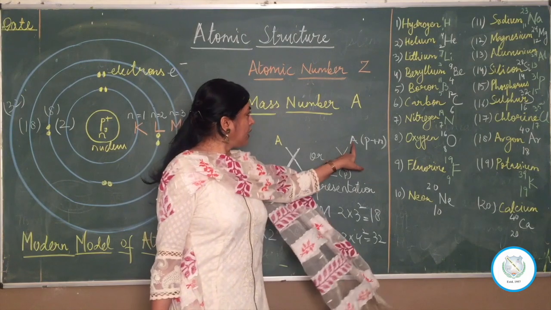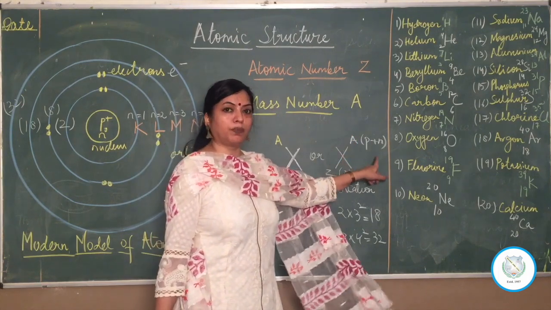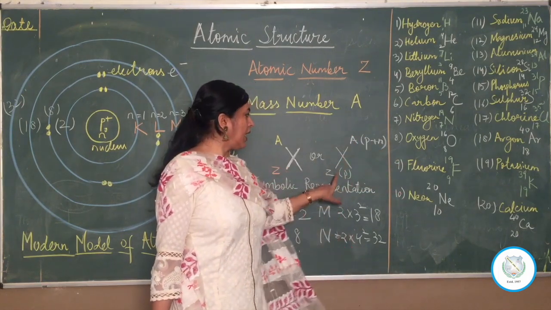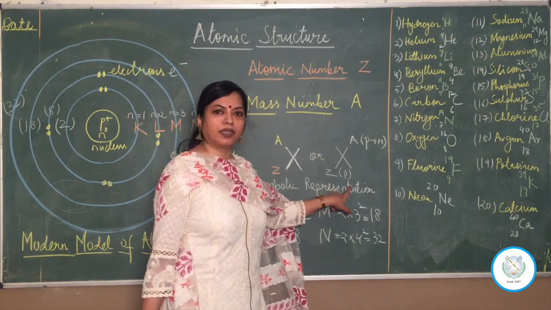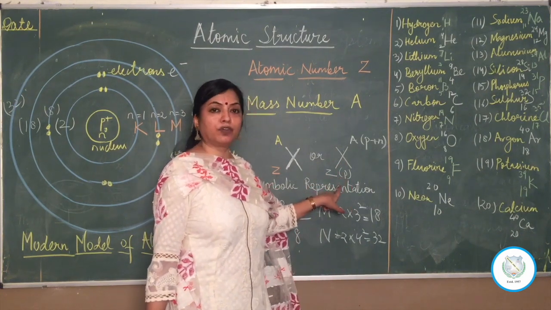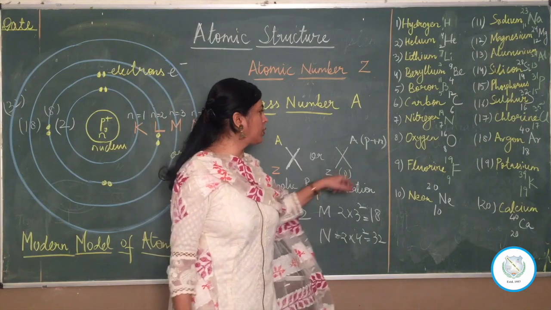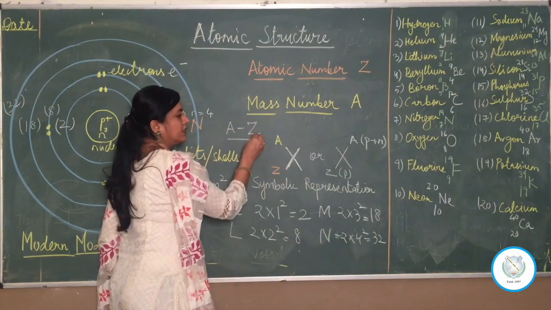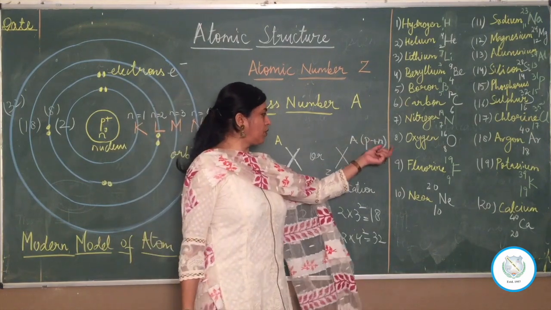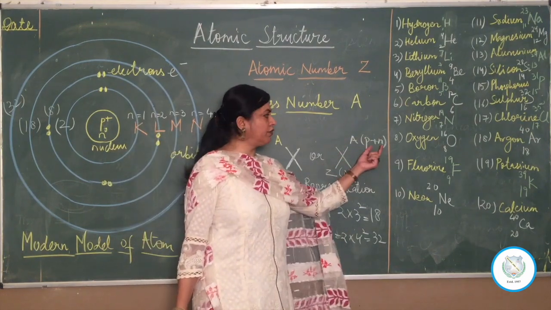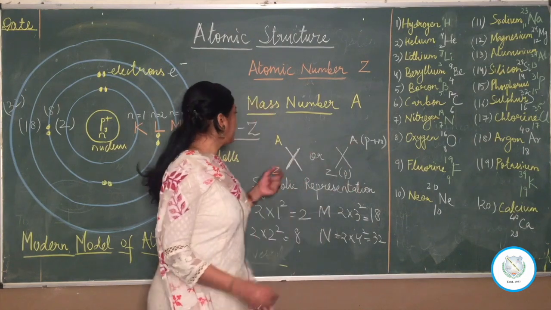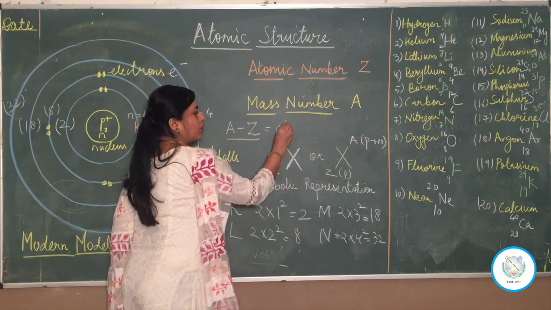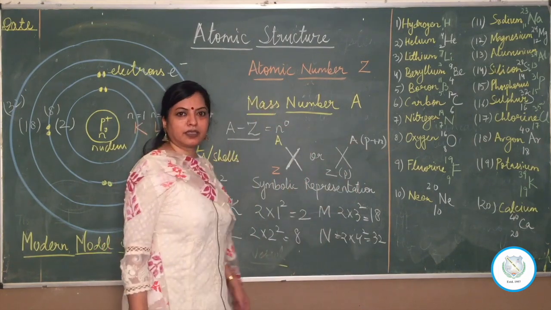I am repeating, mass number is what? Protons plus neutrons, and atomic number is what? The number of protons. If I have to calculate the number of neutrons, what will I do? I'll simply do A minus Z. That is protons plus neutrons minus protons. What are you left with? Neutrons. So when I need to know the number of neutrons, I have to subtract it.